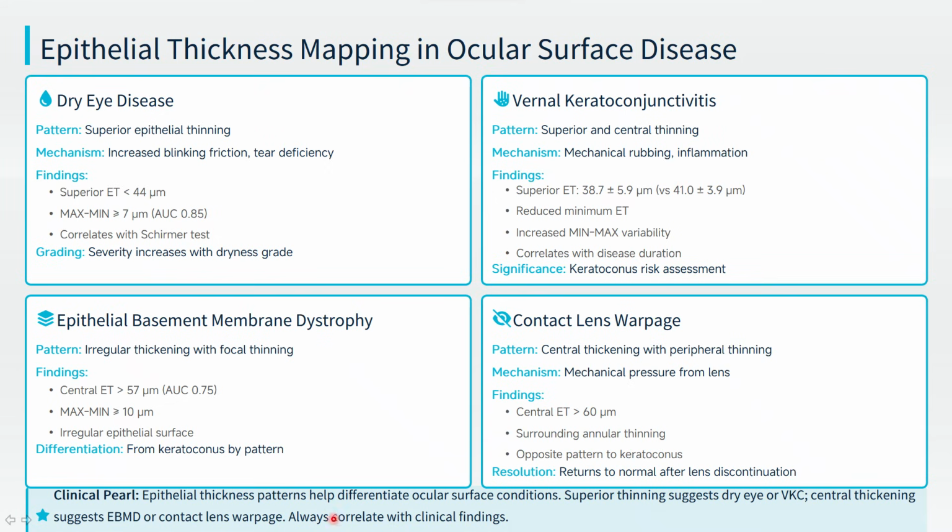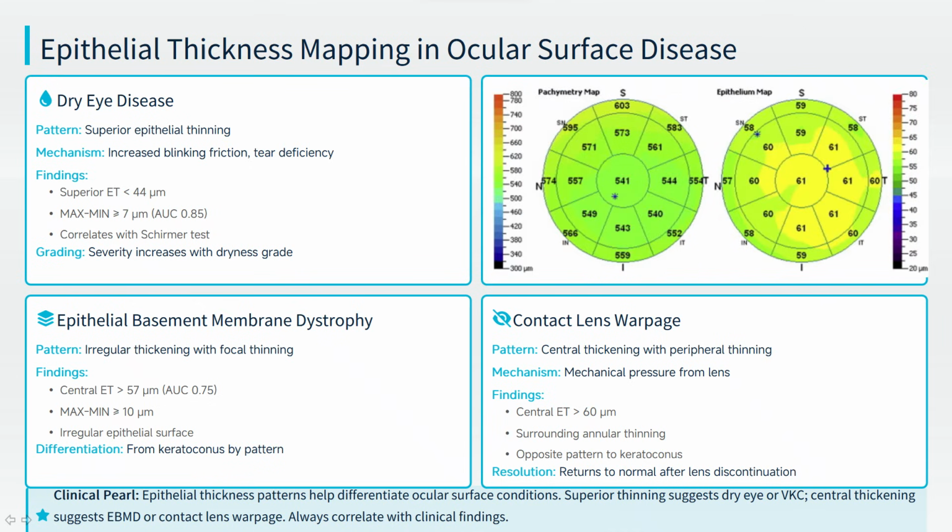So you can see here, for example, this is one case of epithelial mapping for a patient with severe dry eye, and you can see here the thickening of the cornea over this part, the central part of the cornea. So there is, as I said, controversy between doctors and between studies regarding the exact effect of dryness on the corneal epithelium.